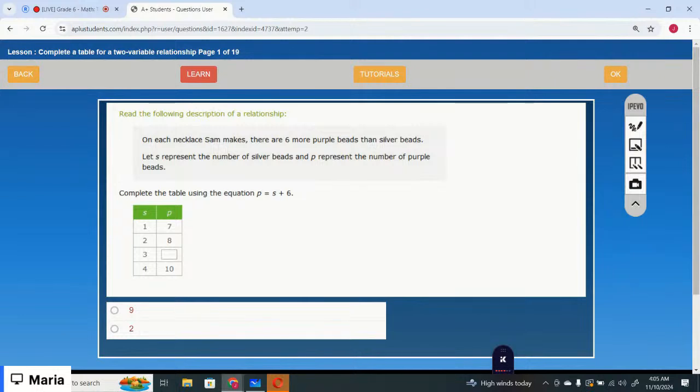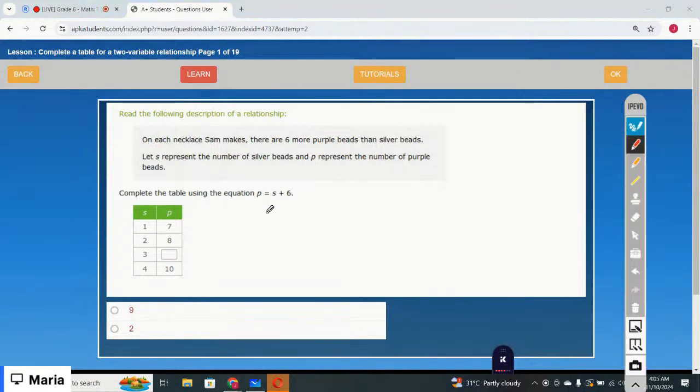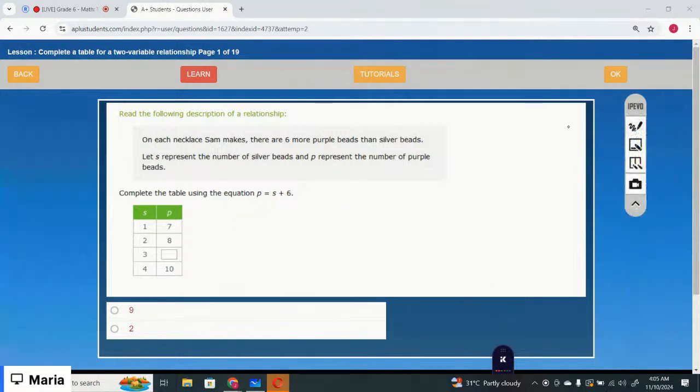Complete the table using the equation p equals s plus 6. You need to find the missing value of p when s equals 3. So replace the value in the equation, right? s equals 3, just replace the value. That is 3 plus 6. So when s equals 3, p equals 9. The correct option is option number 1. Option number 1 is the correct option.